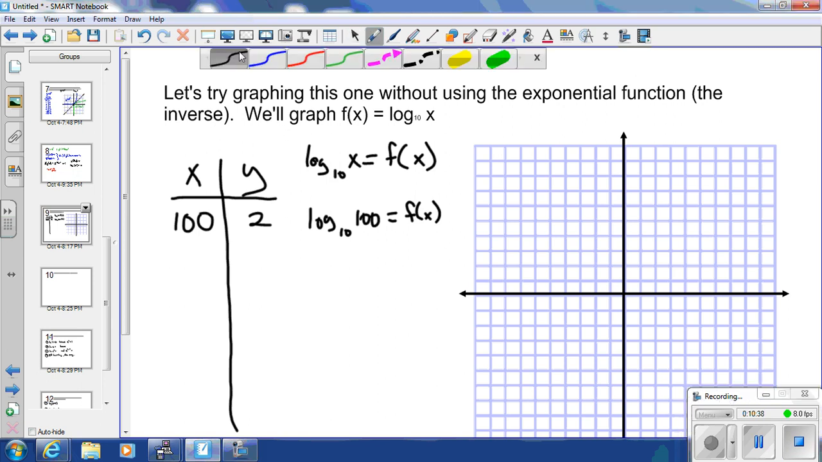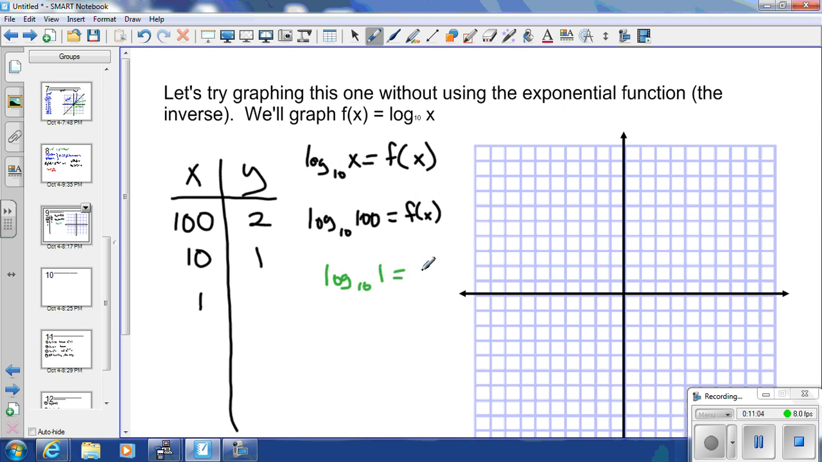So another familiar number we could use would be, say, 10. Well, this is like saying log base 10 of 10 equals what? Well, 10 to what power would give me 10? 10 to the first power. Let's use the number 1. So we're going to ask ourselves, log base 10 of 1 equals what? 10 to what power equals 1? 10 to the 0 power. So like I said, it's kind of backwards thinking here.